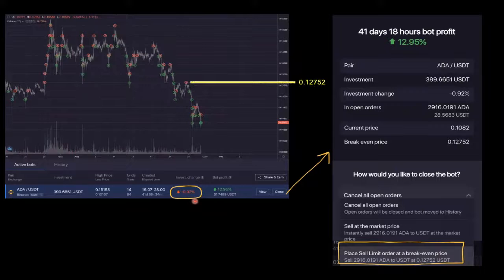And here it is. For Cardano trading to USDT, this price is 0.1275, where you see this yellow line. So as soon as the price from that point reaches this level, the system will automatically sell all of the base currency, and by that you will have a 0% return. So that's the way you can exit from the market.